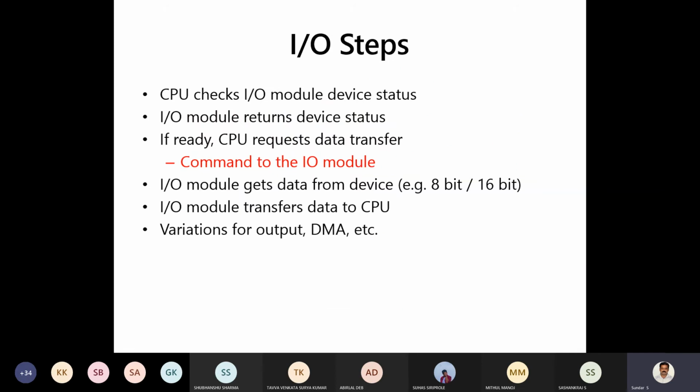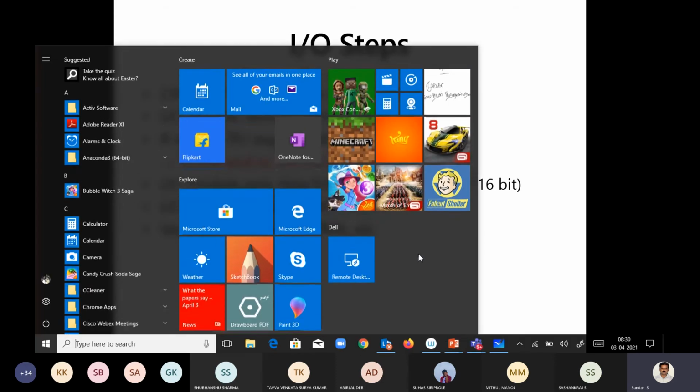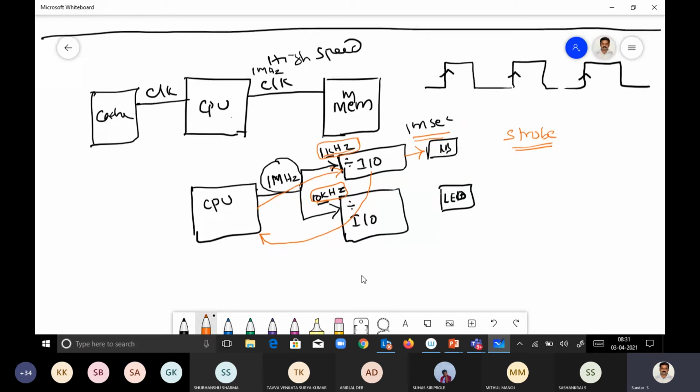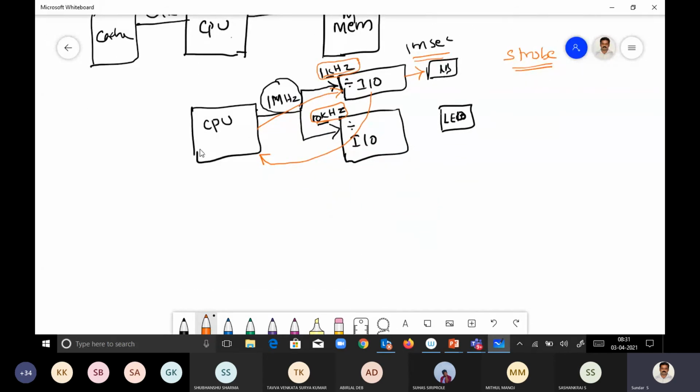After seeing this, you will understand what steps we have in the case of data transfer. Whenever the CPU wants to do a data transfer with IO devices, first it will check in the IO model whether the device is ready or not. I'll draw one diagram. You will get a clear idea about this.